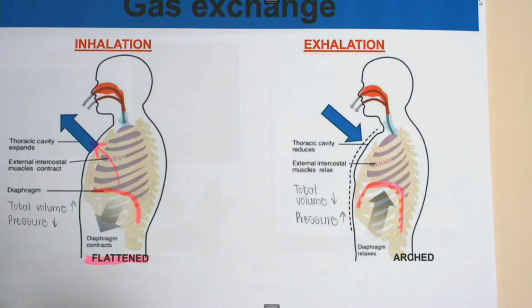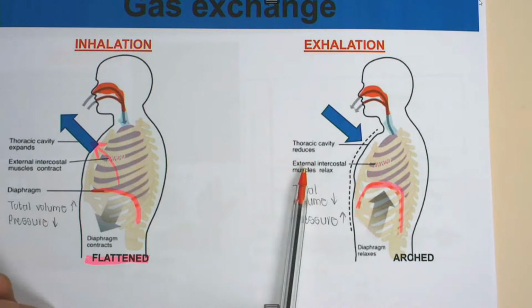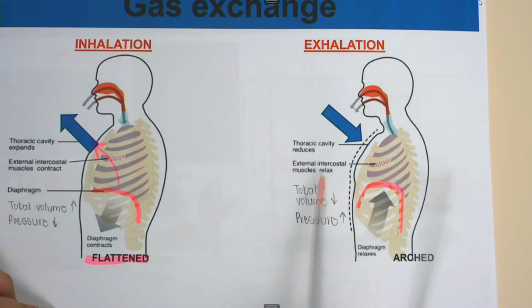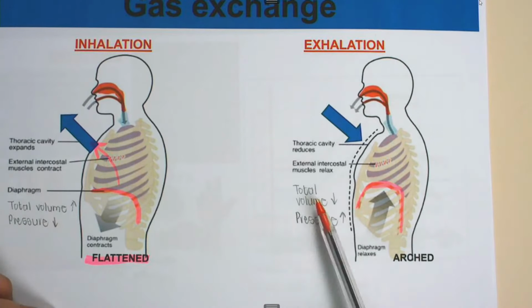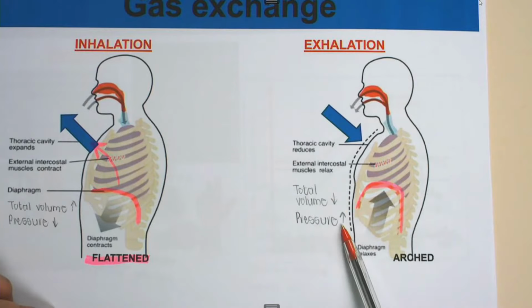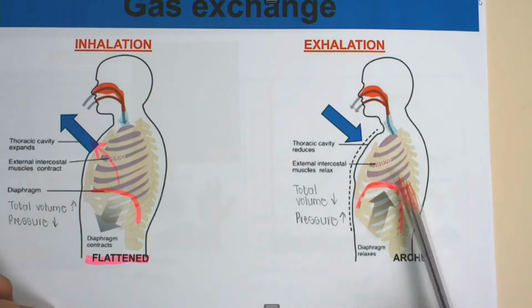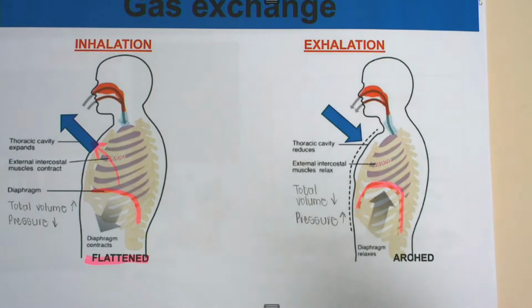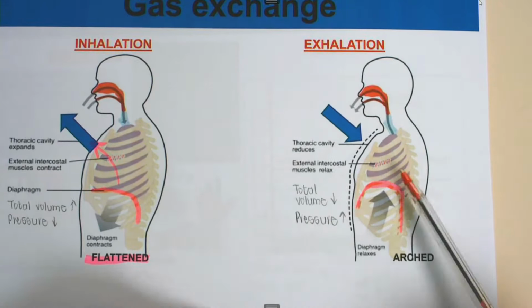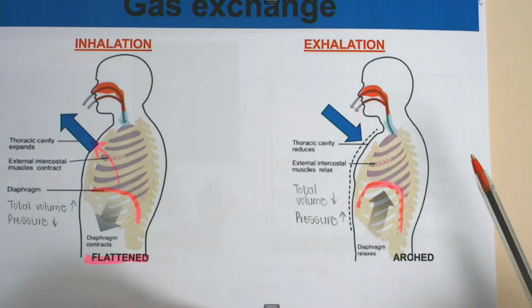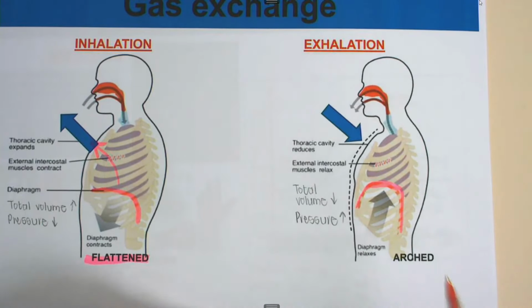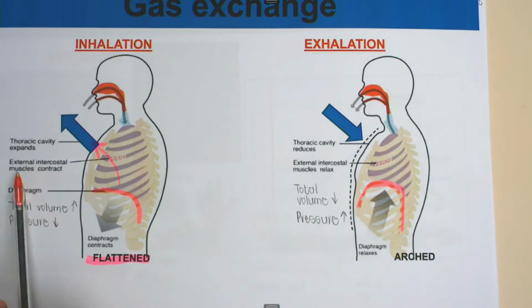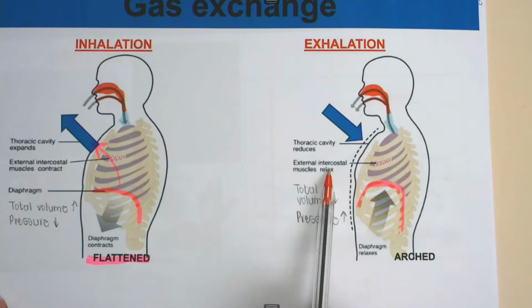All right, so the thoracic cavity reduces, the external intercostal muscles relax, the diaphragm relaxes, the total volume decreases, the pressure increases. Why is the pressure increasing? Because it's a smaller area and the amount inside is going to cause pressure because there's less space. Now, something I want you to notice: when the intercostal muscle contracts, the diaphragm contracts. When the intercostal muscle relaxes, the diaphragm relaxes.